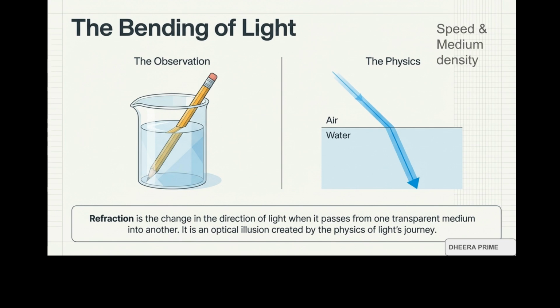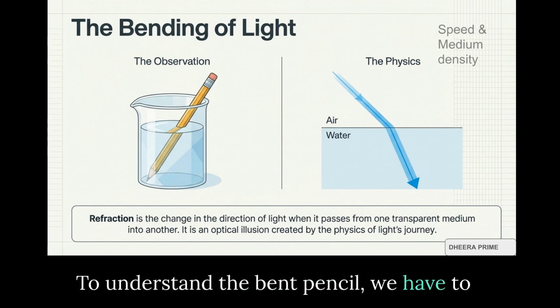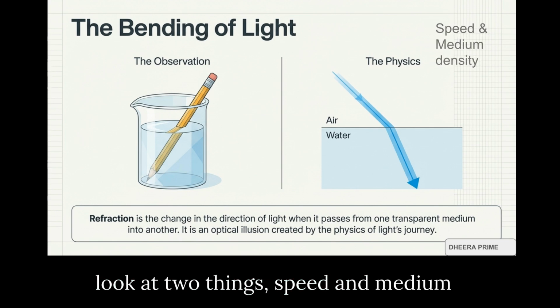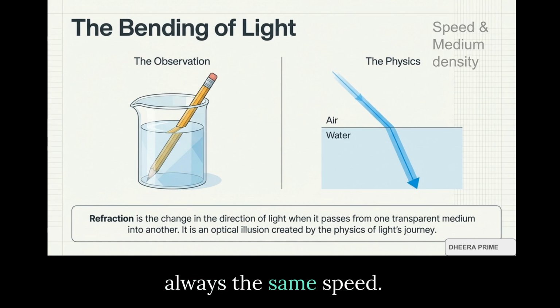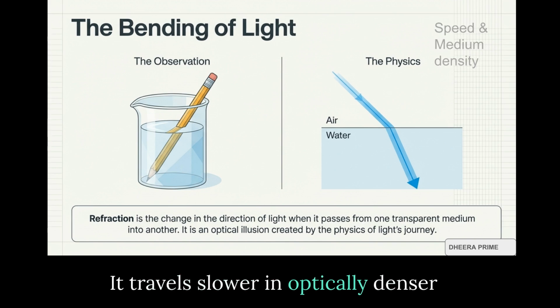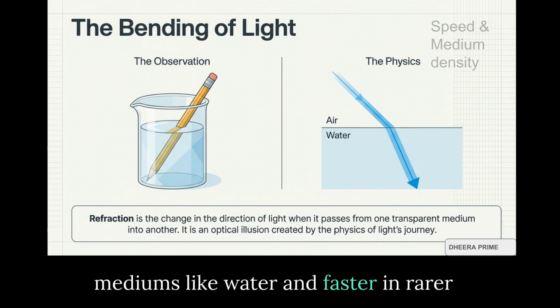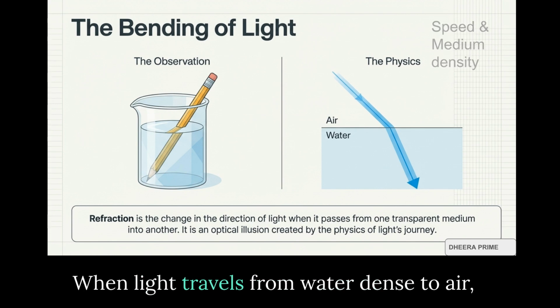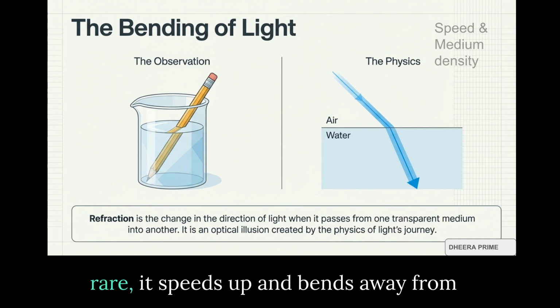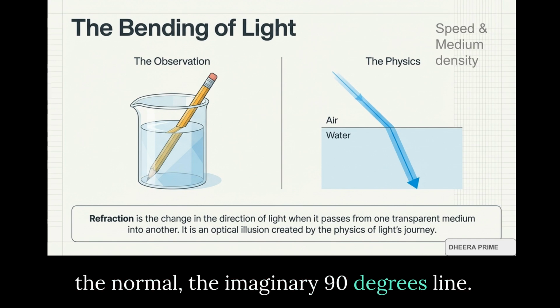Why does it bend? The mechanism. To understand the bent pencil, we have to look at two things: speed and medium density. The speed shift: light is fast, but it's not always the same speed. It travels slower in optically denser mediums like water, and faster in rarer mediums like air. The bending rule: when light travels from water, dense, to air, rare, it speeds up and bends away from the normal, the imaginary 90 degrees line.